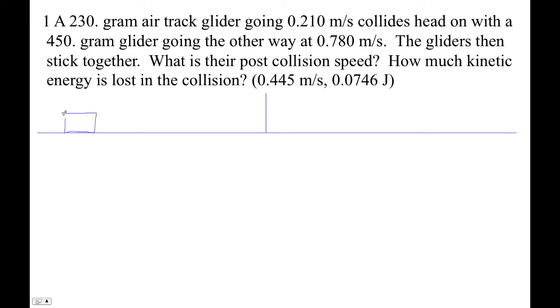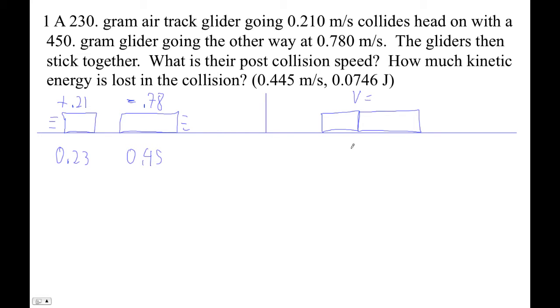So here's our 230 gram glider, and here's our 400. And these guys are hitting each other head on, right? So this is 0.23 and this is 0.45. This guy's going negative 0.78. That's how I make them hit head on, right? The other way I'll just say is negative, and this guy's going positive 0.21, right? And then afterwards they are stuck together. Okay, and they're moving at some velocity, right? And then this is going to be 0.23 plus 0.45. That's going to be 0.68 kilograms of stuff, right? These are kilograms. Those are meters per second, right?